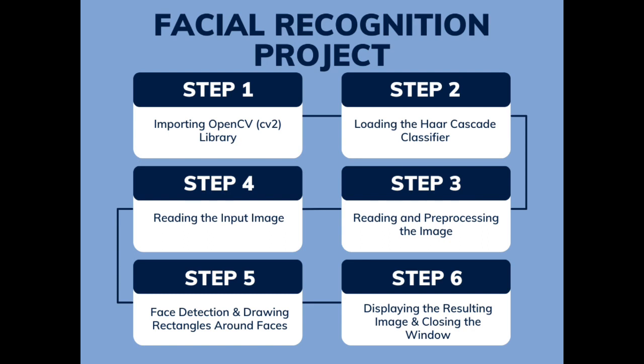After we are done with all the face detection, we need a proof. We need something that will show whether it is detecting our face successfully or not. So for that, we'll draw rectangles around the faces. And our last step will be displaying the resulting image and closing the window. That is also really important. So now let's just go ahead and jump right into our code.